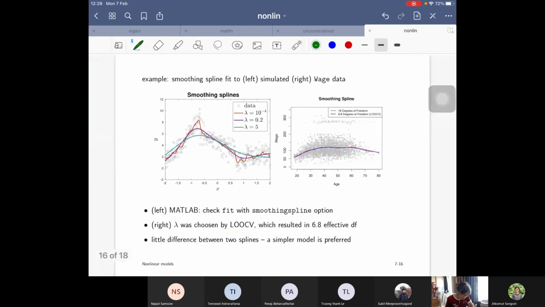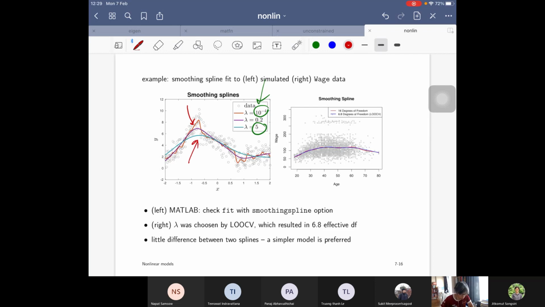I give some examples of the smoothing spline. On the left hand side, it is a simulation data set. I vary lambda from small to big. Of course, when lambda is small, the red one, my spline, is still very highly fluctuating. But when lambda is big, the graph is smoother.